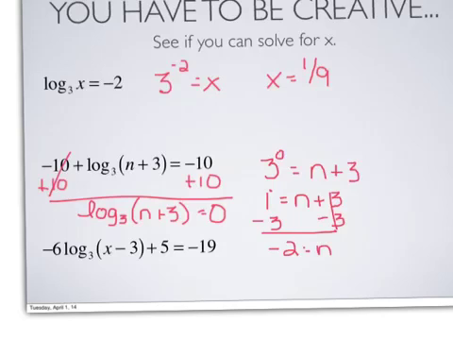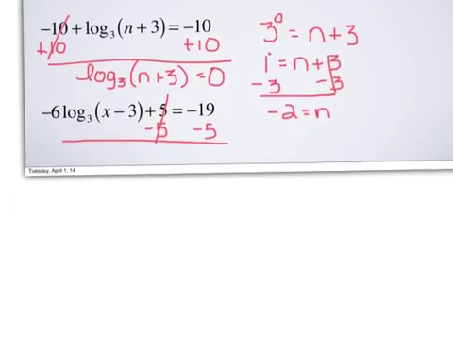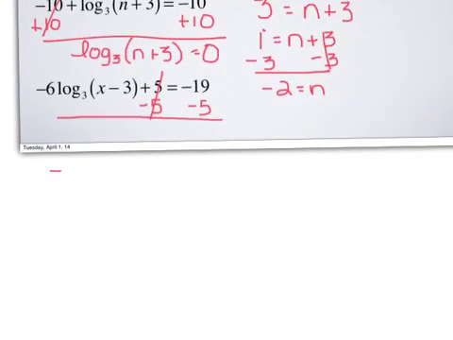Just like a lot of the other equation solving things we've done this year, start by clearing out any of the extra numbers that aren't in the parentheses or aren't in the log. So with this third one, what should we get rid of first? Let's get rid of the 5. Subtract 5, because the 5 is not part of the log. Now I have negative 6 log base 3 of x minus 3 equals negative 24.